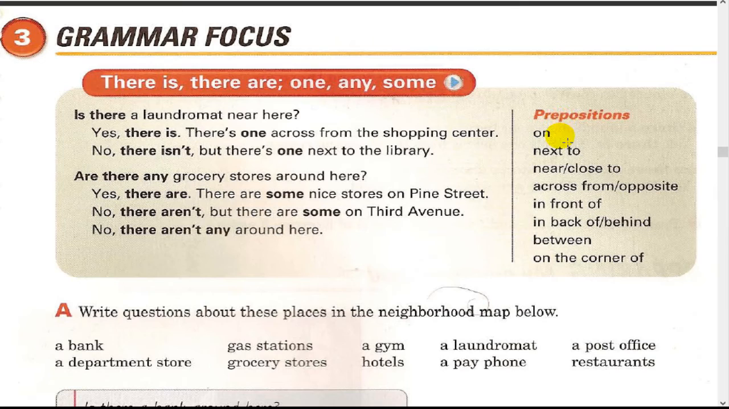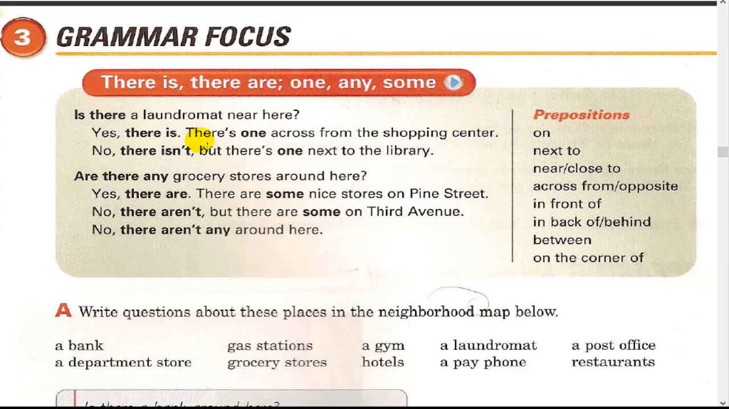Prepositions. On. Next to. Near. Close to. Across from. Opposite. In front of. In back of. Behind. Between. On the corner of. There is, there are. Is there a laundromat near here? Yes, there is. No, there isn't.